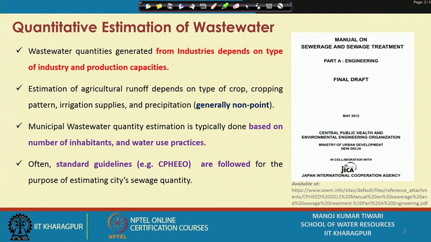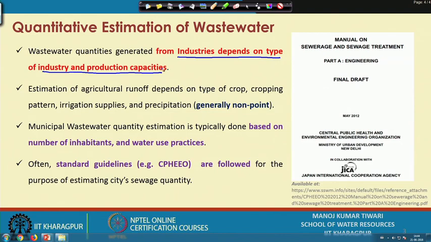So, wastewater quantities generated from industries will depend on the type of industry and its production capacity. It is very difficult to estimate right away how much wastewater will be generated from the industrial sector unless we have clear-cut information on what type of industries, how many industries, and what capacity of those industries are there in that area.